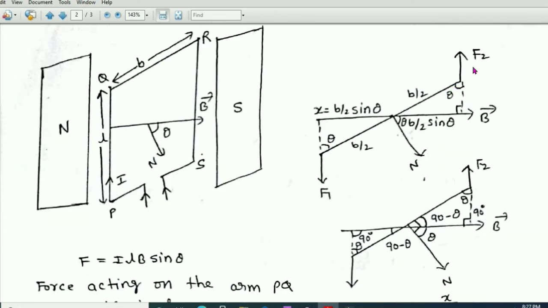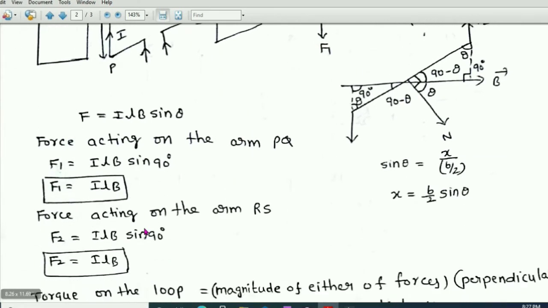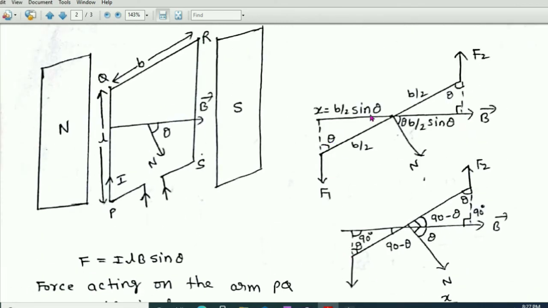So this is the plane of the loop and these are the forces acting on the loop. This F1 is the force acting on the PQ arm and F2 is the force acting on the RS arm. So these two forces are equal in magnitude, that is F1 is ILB, F2 also is equal to ILB. These two forces are equal in magnitude but opposite in direction, and the lines of action are also different. So when the lines of action are different, these two forces constitute a torque. Due to the torque, the coil rotates.